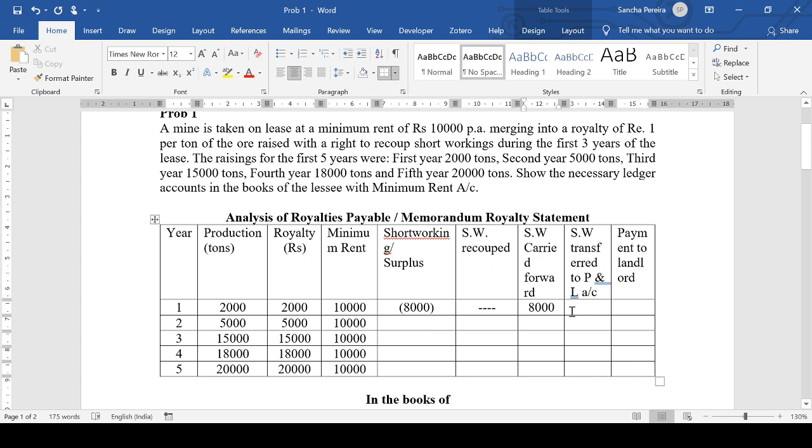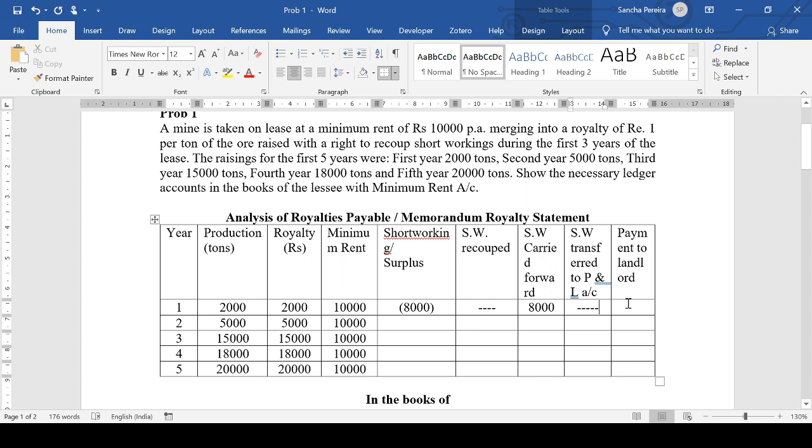Now, this column comes into the picture when you know for sure that the short working cannot be recouped at all. That's when you transfer it to the P&L account. Are we going to transfer it here or is there hope in the first 3 years that we can recover this money? We don't know what it will be in the next 2 years. So we still don't transfer it. We are going to carry it forward till the last year we can. So the transfer to the profit and loss account happens only when you know for sure that you can't recoup it. Okay, so again this is going to be a dash.